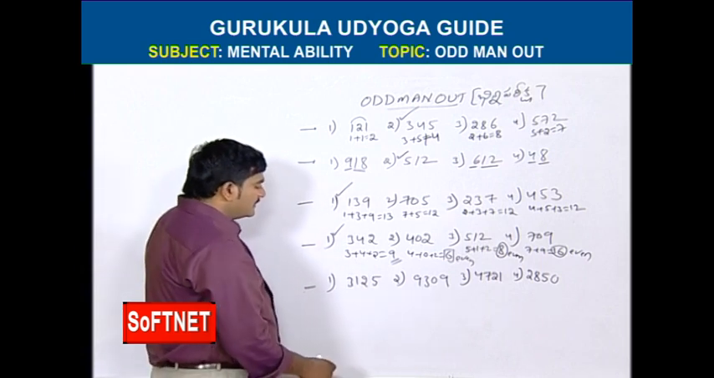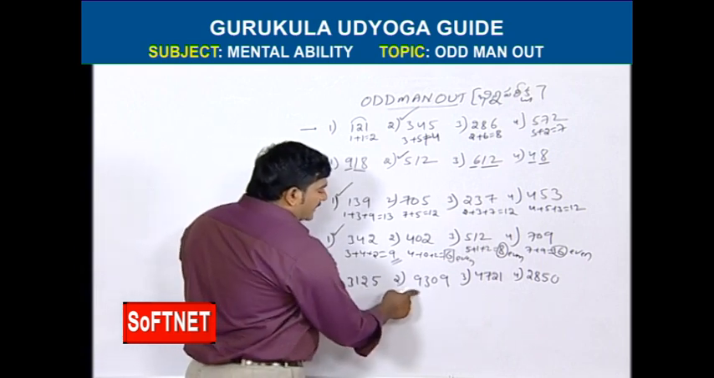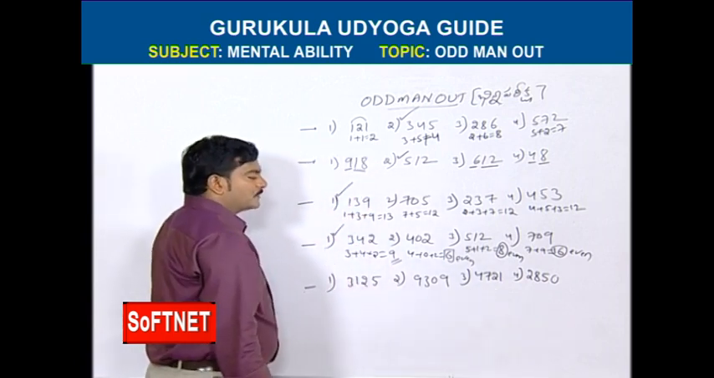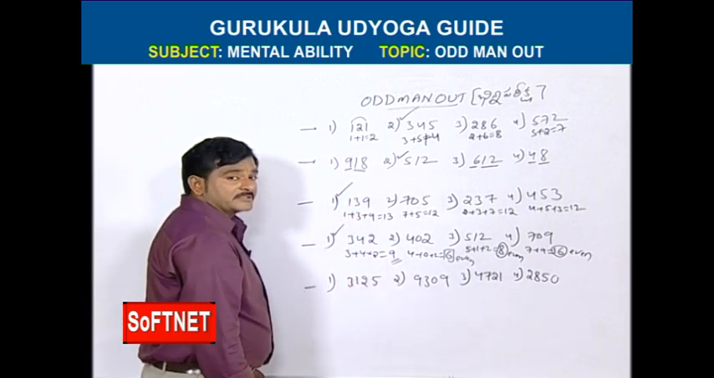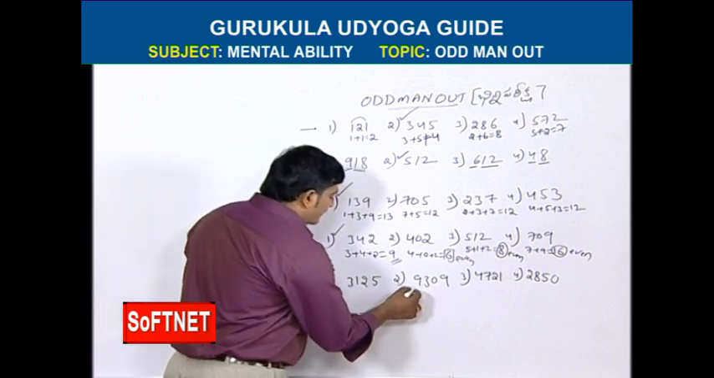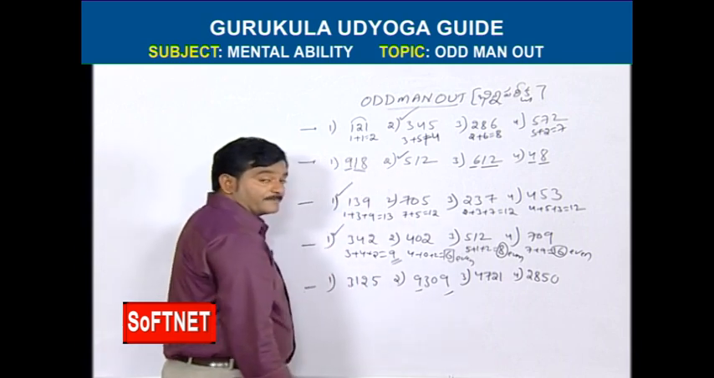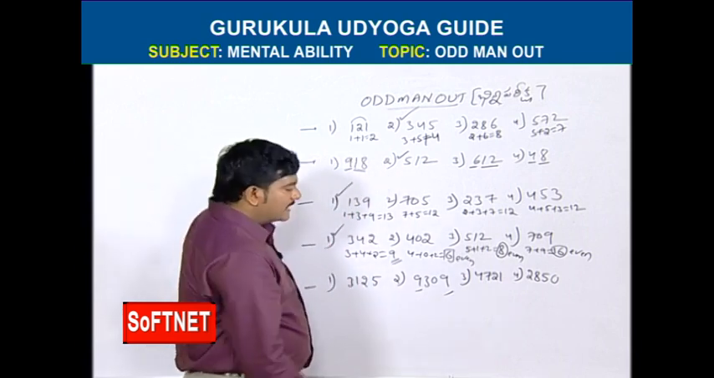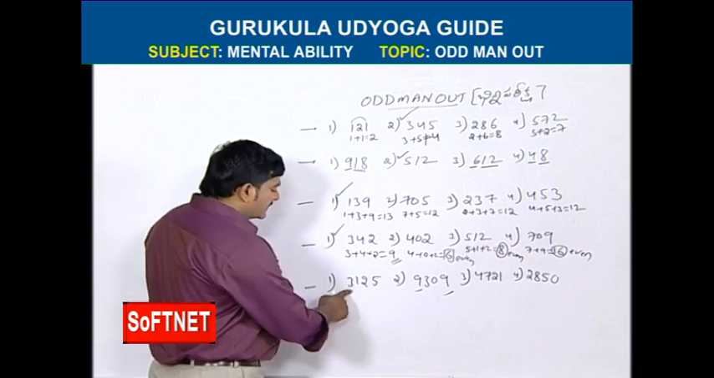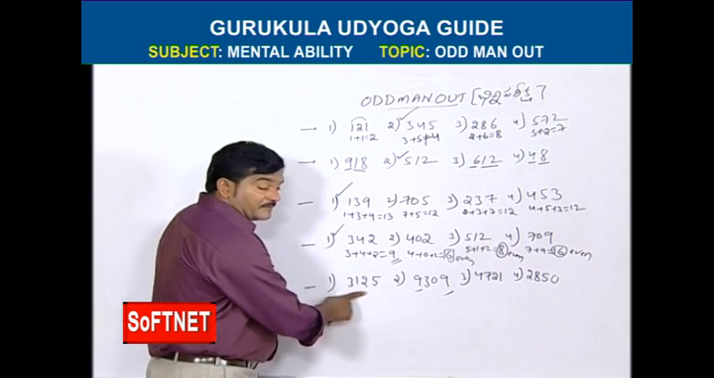Observe this one: 3125, 9309, 4721, 2850. There is no different logic in it. The only silly logic in this question is that 9 is repeated twice. In any other option, no digit is repeated. So here in 3125, is any number repeated? No.